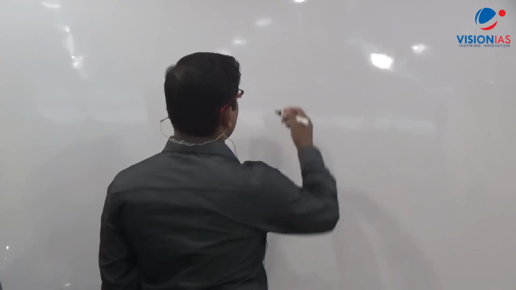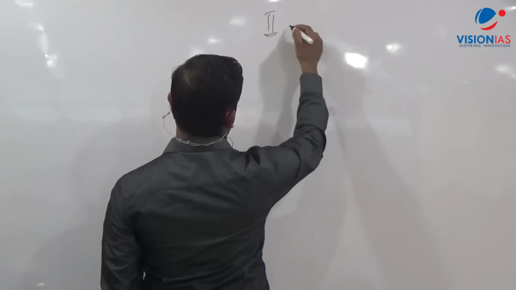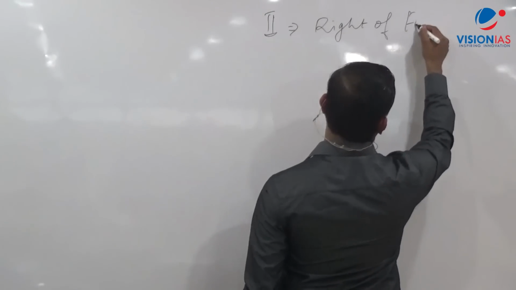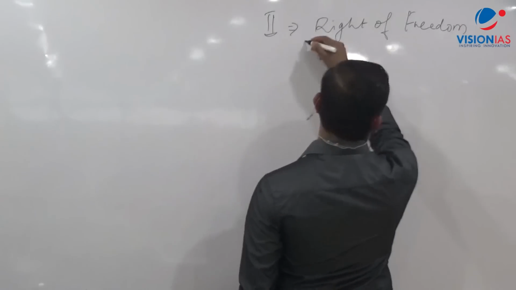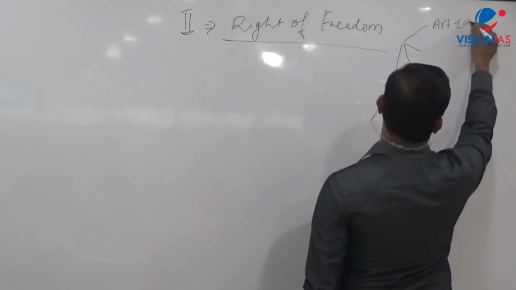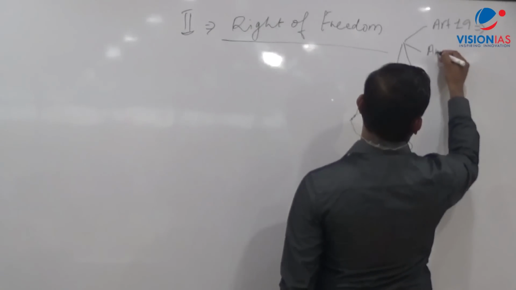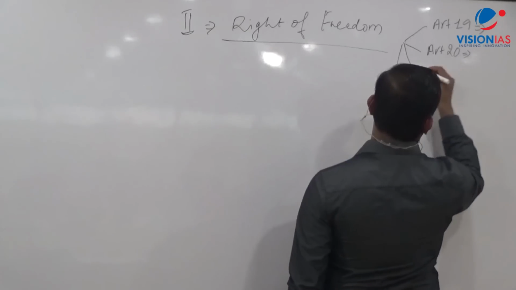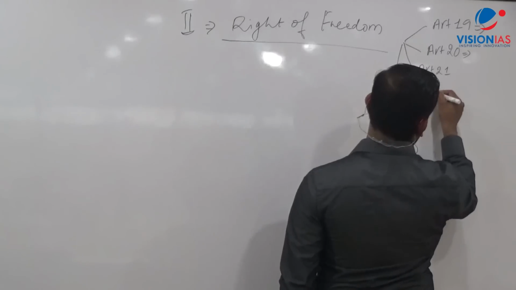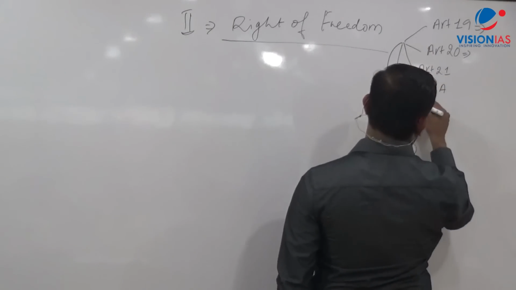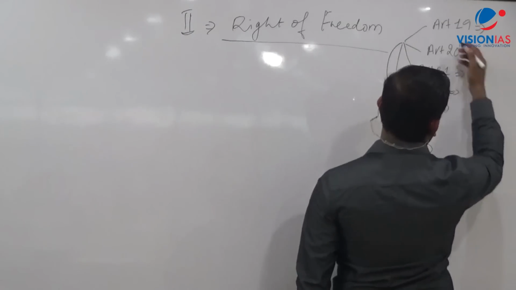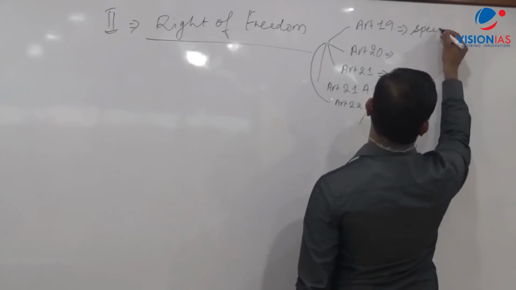So let's start with the second class of rights, that is right to freedom. Right to freedom, these are the second type of rights. Within the right to freedom, there are 4 rights. That is Article 19, which we have already done. Now we have to do Article 20, then Article 21, Article 21A, and Article 22. Article 19 is speech and expression.